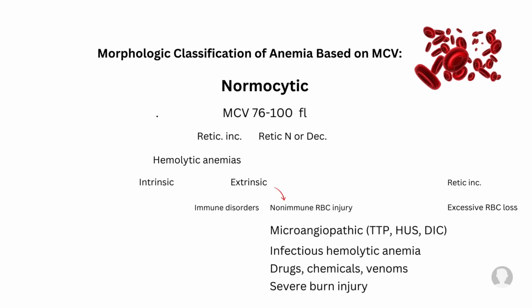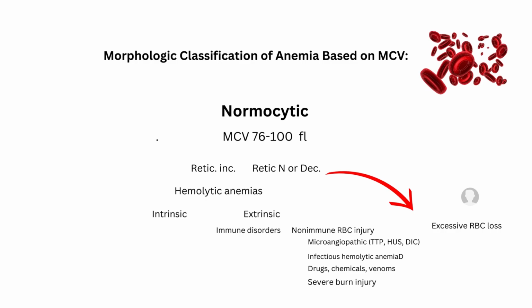Normocytic, hemolytic, extrinsic anemias that are non-immune include microangiopathic anemias, thrombotic thrombocytopenic purpura, hemolytic uremic syndrome, disseminated intravascular coagulation, as well as infectious hemolytic anemias, and those that are caused by drugs, chemicals, venoms, and severe burn injury. The classic infectious hemolytic anemia is malignant malaria caused by Plasmodium falciparum. Are you familiar with Babesia, Leishmania, and Trypanosome anemia as well? The stat emergency when we have excessive red blood cell loss, that's the acute hemorrhagic anemia.